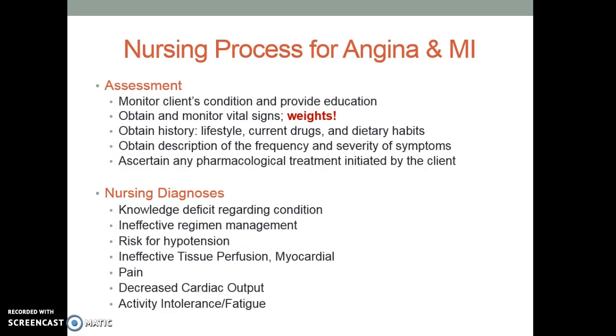Nursing process, very important. Monitoring client's condition, education, vital signs, vital signs, vital signs. Weights are going to be important over a period of time because a big risk of MI is cardiogenic shock and or longer-term heart failure, in which case you have to deal with fluid volume excess. So weights are important. Okay? The most common or the priority nursing diagnosis is ineffective tissue perfusion, but here's a list of some other things that can be used.